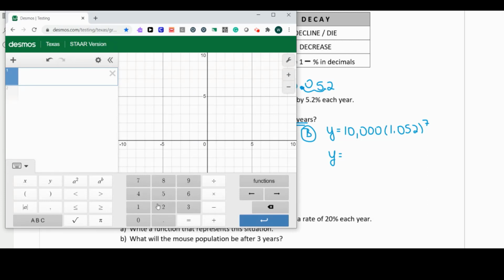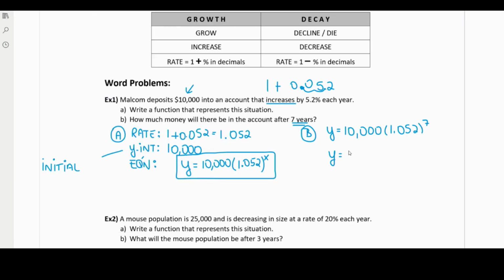So here I have my calculator, so I'm going to write 10,000 parentheses 1.052 close parentheses raised to the 7th. I'm going to get 14,259,693. Okay, so let's write it down.